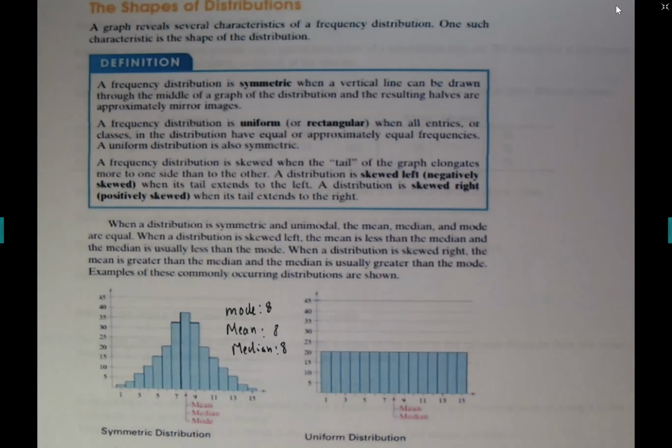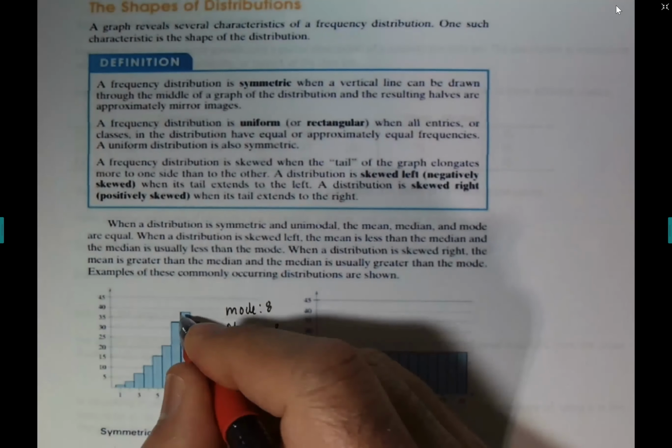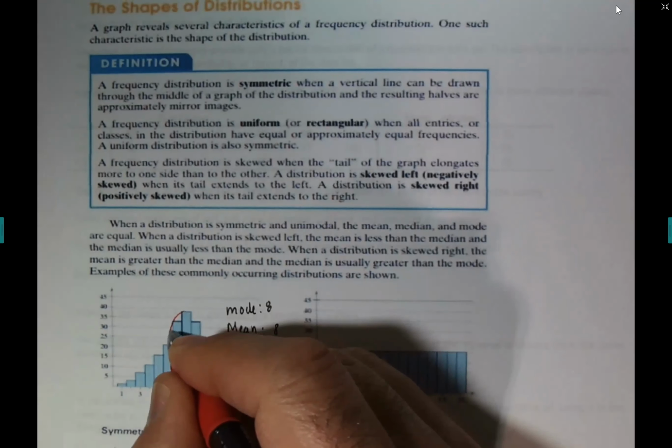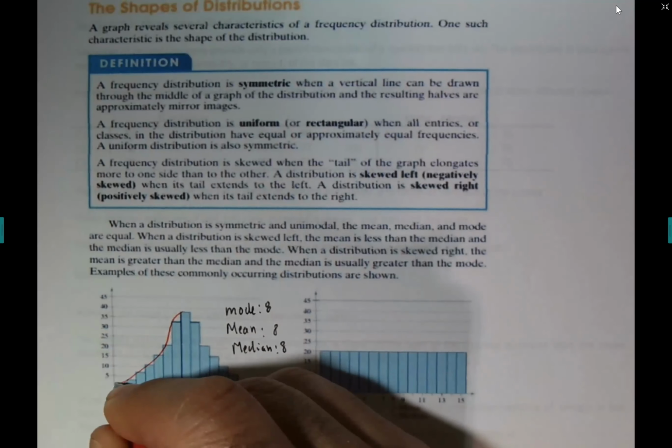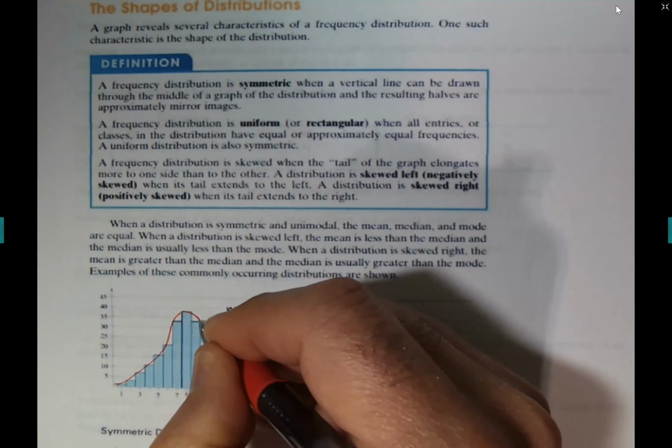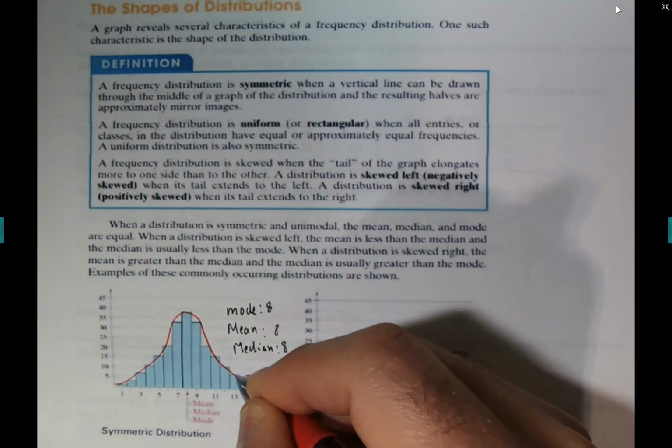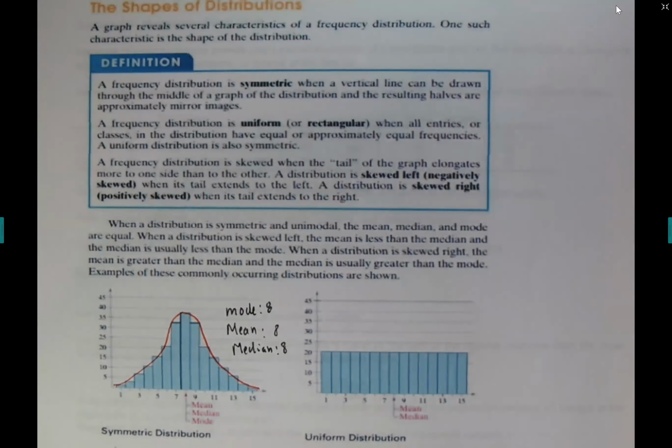All right. This is called symmetric distribution, and it has actually another name. They call it bell-shaped distribution, and let me tell you why we call it bell-shaped. Watch. It looks like a bell-shaped curve. That's a very, very important distribution.